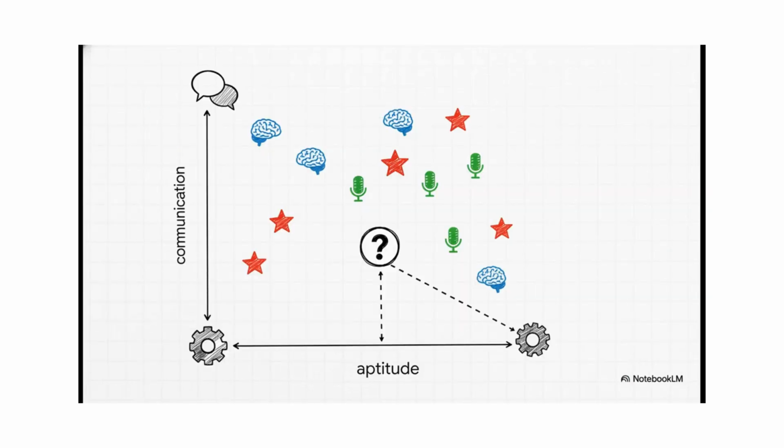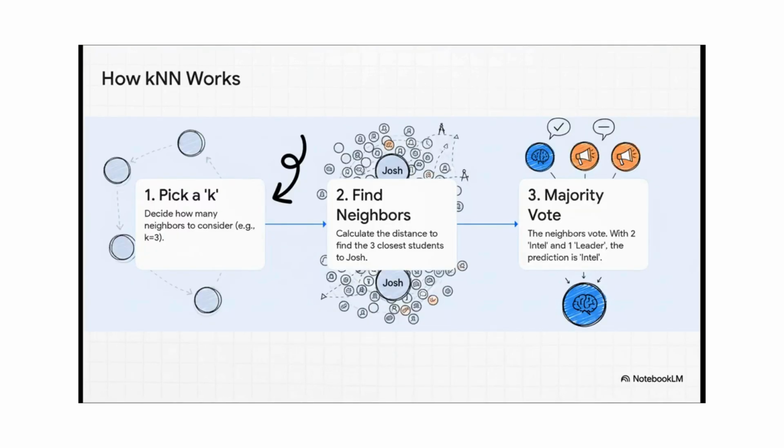Okay, let's make this real. Imagine this chart shows a bunch of students who we've already classified based on their scores. Now along comes a new student, Josh. Based on his scores, he lands smack dab in the middle of our chart. Looking at him in isolation, we have no clue where he fits. But with KNN, we don't have to guess. It's a super simple three-step process. First, we just pick a number, K. Let's go with 3, which means we'll look at his 3 closest neighbors. Second, the algorithm calculates the distance from Josh to every other student and finds the 3 that are nearest.